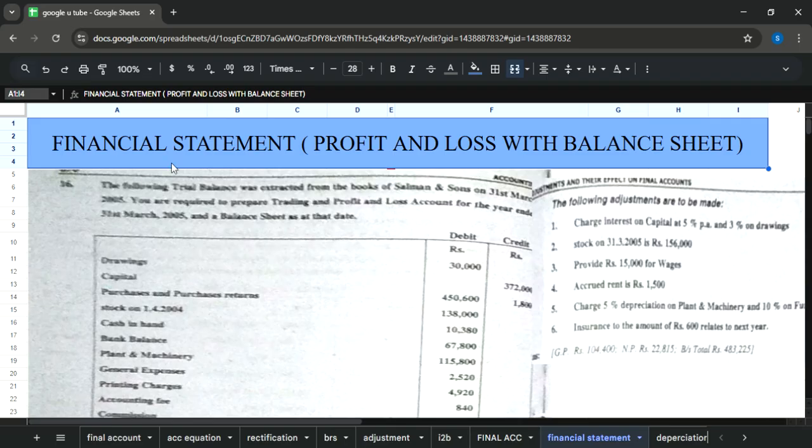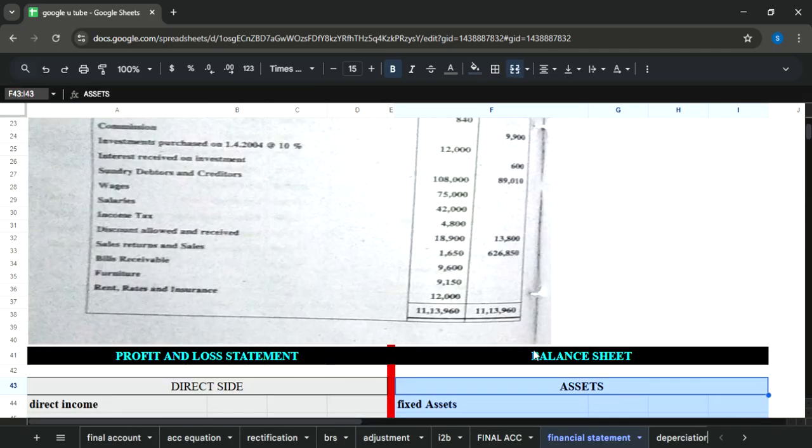Since we are related with financial statements, we will be preparing the profit and loss statement with the balance sheet. As usual, we have two parts of our question. On the left side, you can see it's a trial balance, and I am calling it a trial balance because when I scroll down the page, the totals of both sides are present. So it means it's a trial balance.